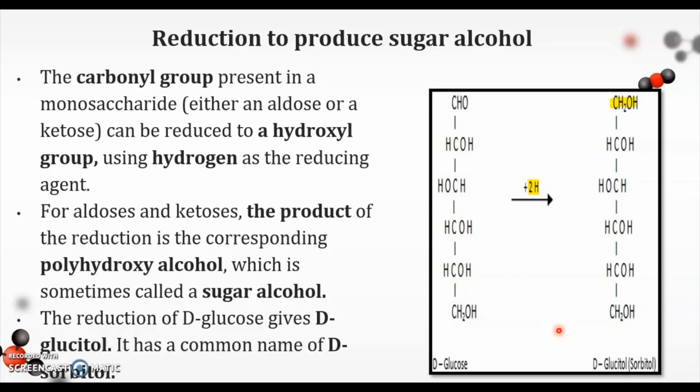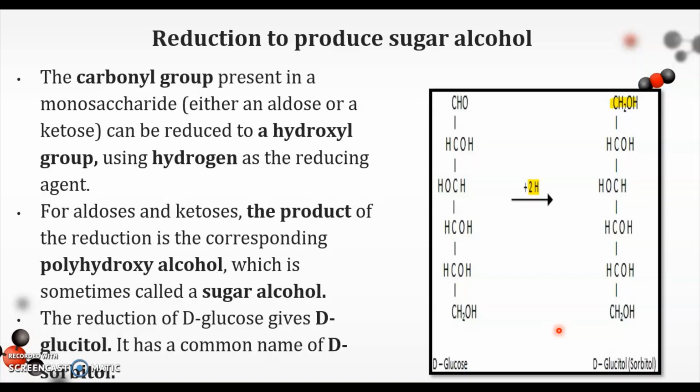The next reaction will involve reduction to produce sugar alcohol. The carbonyl group present in the monosaccharide can be reduced to a hydroxyl group using hydrogen as the reducing agent. For aldoses and ketoses, the product of the reduction will be the corresponding polyhydroxy alcohol. This is sometimes called the sugar alcohol.